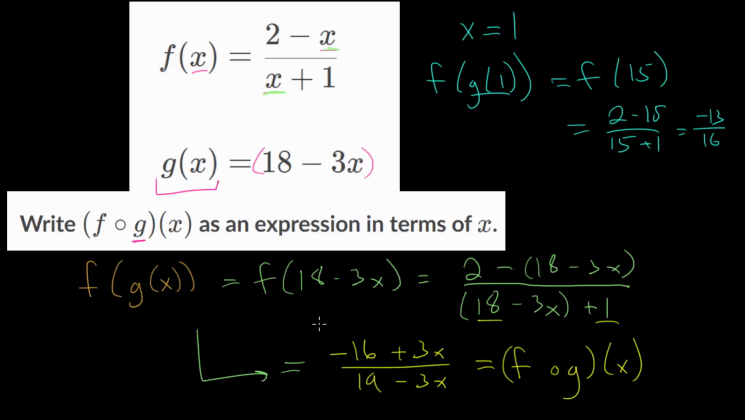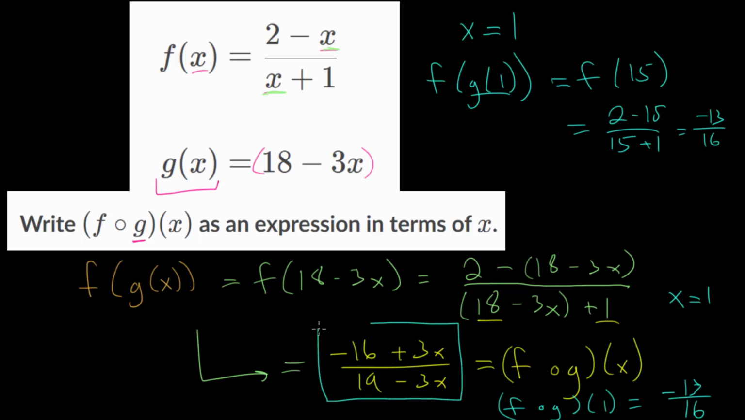And we can also try it in our new expression, which we think is the composite function f of g of x. We can plug in x equal to 1 here. And that would be minus 16 plus 3, which would be minus 13. And we're dividing by 19 minus 3 times 1, or 19 minus 3, which is 16. So we get the same expression. This just helps us feel confident that this is in fact the correct answer.